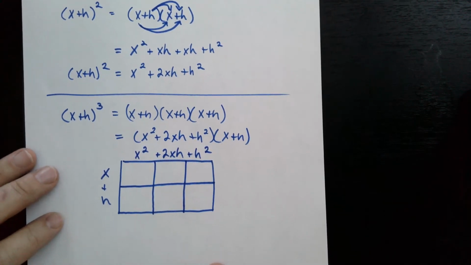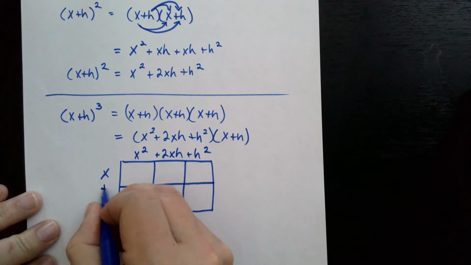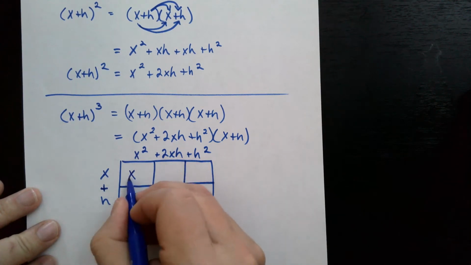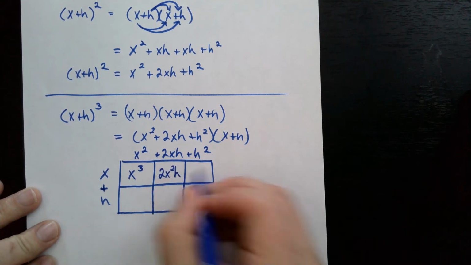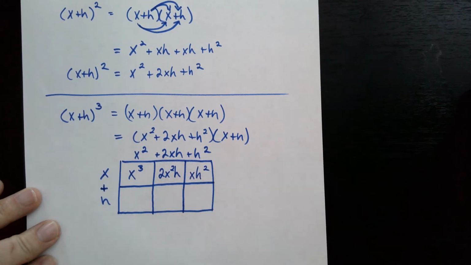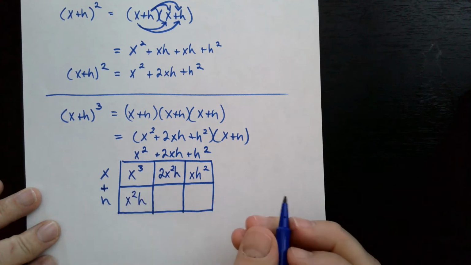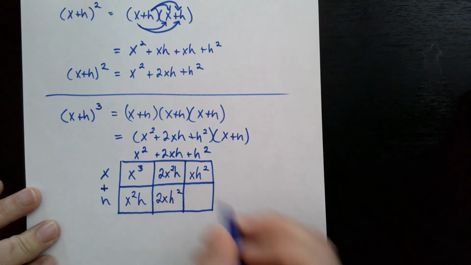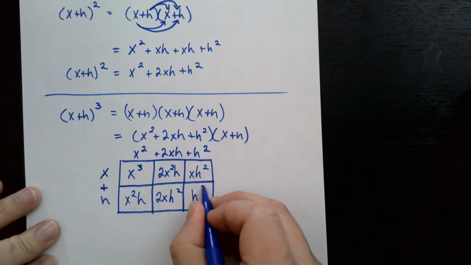And what I'm going to do is fill out each box using multiplication. And once I have all the boxes filled up, I'll know that I have multiplied everything. I haven't missed anything. So the first box is x times x squared, which is x cubed. The second one is x times 2xh, which is 2x squared h. And then we have x times h squared, so xh squared. And then x squared times h is x squared h. And then h times 2xh is 2xh squared. And then lastly we have h times h squared, which is h cubed.